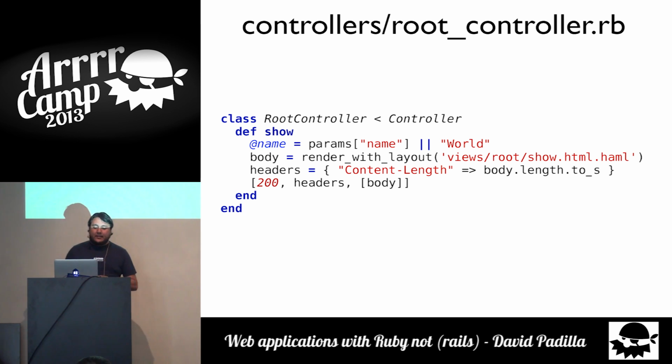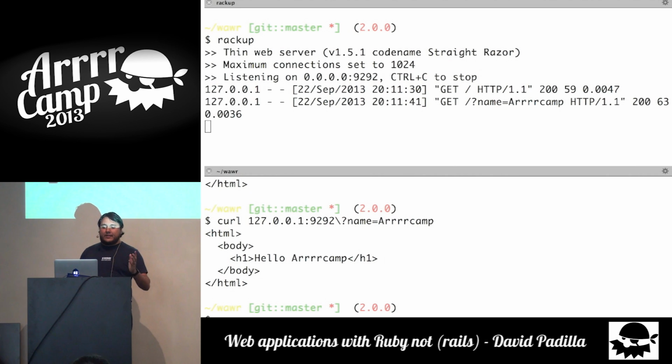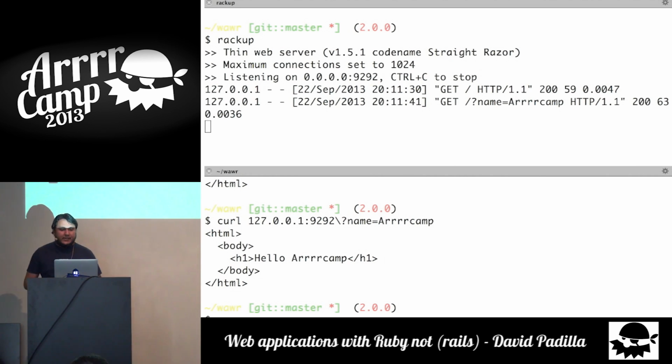So let's try how that works. We start our server, and we go straight to the root path, and we get our default hello world message. That's great. That's working as we wanted. Now we pass ArrrrCamp as a name parameter in the query string, and we get hello ArrrrCamp. That's cool. We're now passing over from our query string into our views, and everything's happy. This is basically what Rails does.